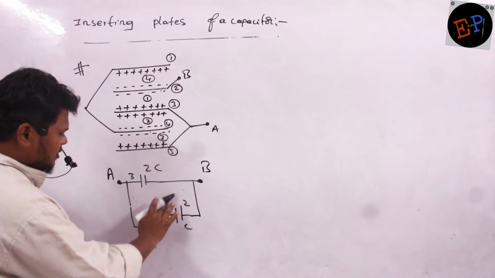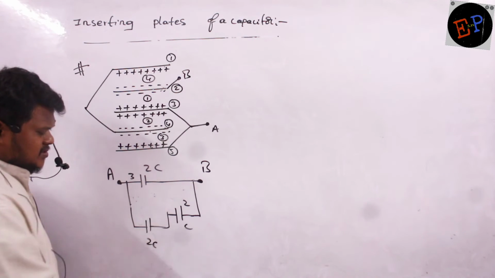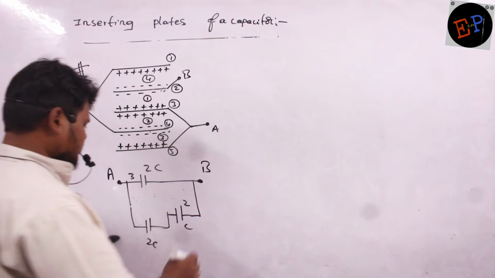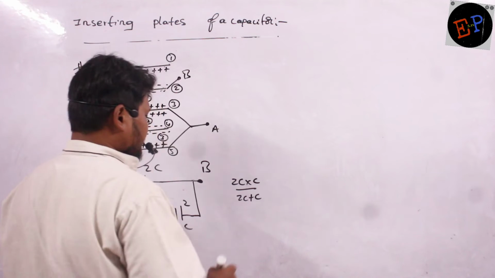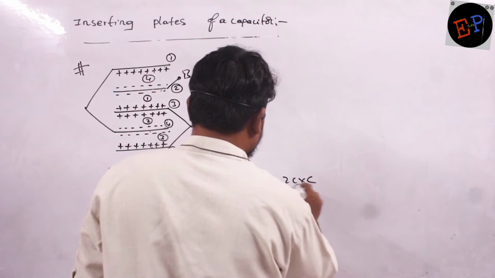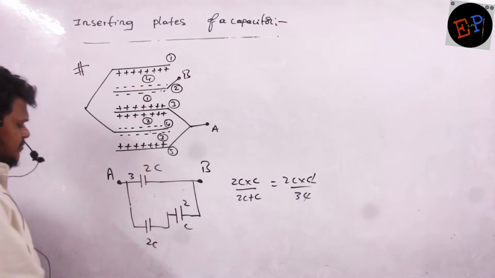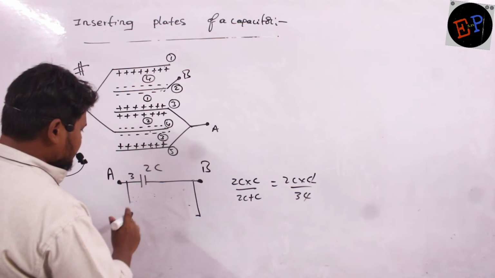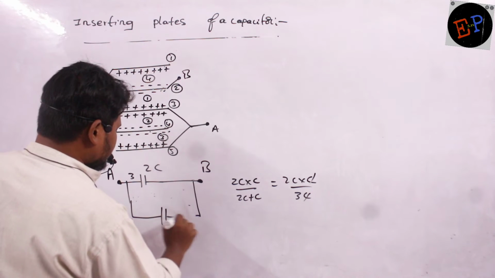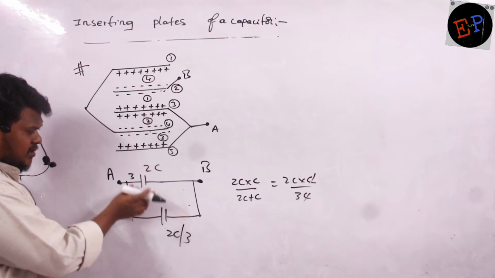That's all, no? Now if you see, 2C and C, they are connected in series connection. So therefore, how much it will be? 2C into C divided by 2C plus C. So 2C into C divided by 3C. So therefore, 2C by 3. So instead of both of them, I can write a single capacitor whose capacitance is equal to 2C divided by 3.